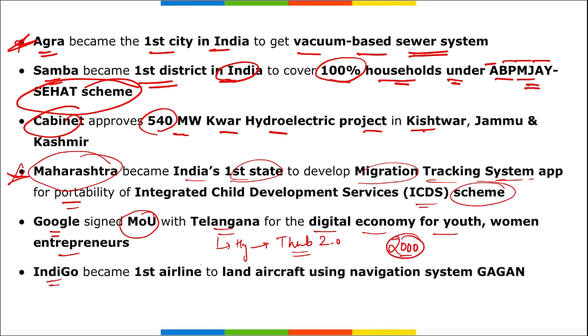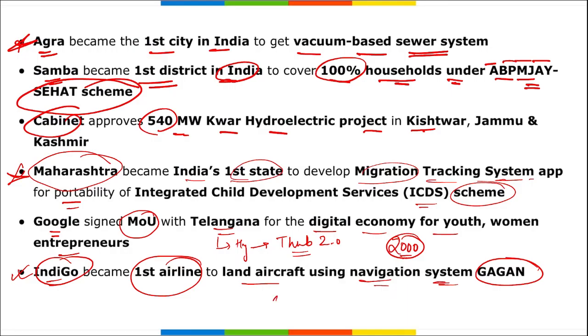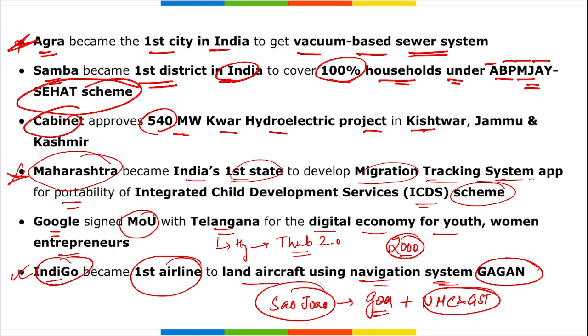Then IndiGo became the first airline to land its aircraft using a navigation system, and the name of the navigation system is GAGAN. The first airline that used this navigation system to land an aircraft was IndiGo. Important. Similarly, one more thing: the Sao Joao festival, where is this observed? It is observed in Goa. And in Goa only, remember, the National Museum for Customs and GST is also located.